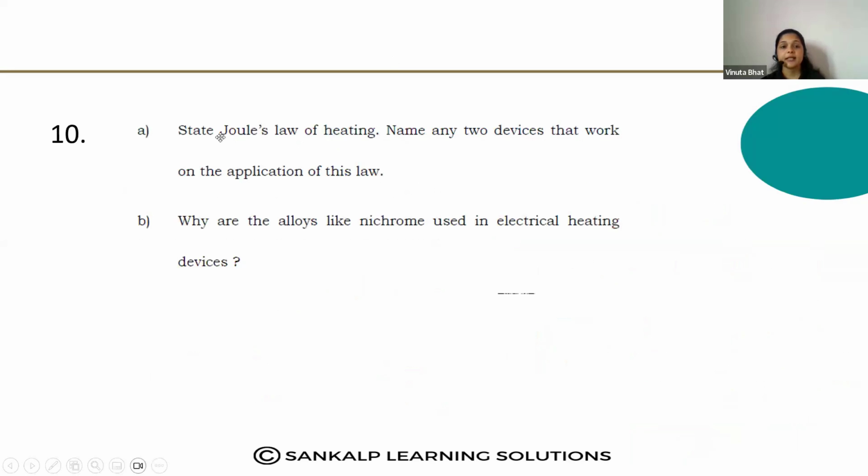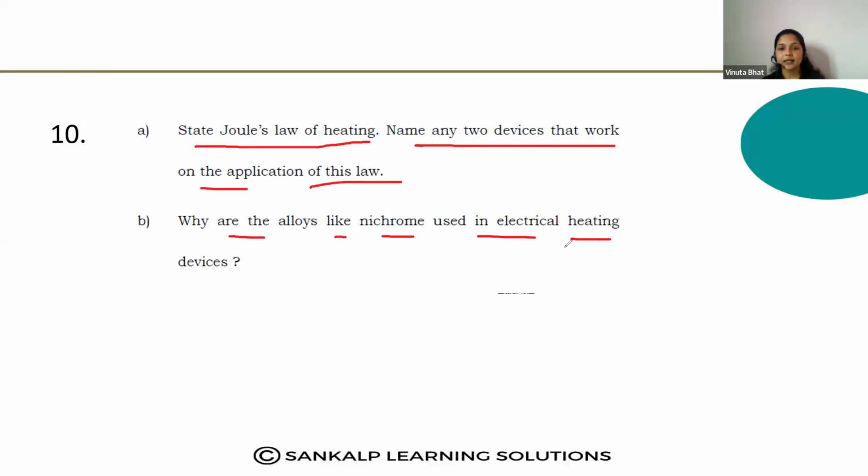Next question. State Joule's law of heating. Name any two devices that work on application of this law. Why are alloys like nichrome used in electric heating devices? Please note down this question.